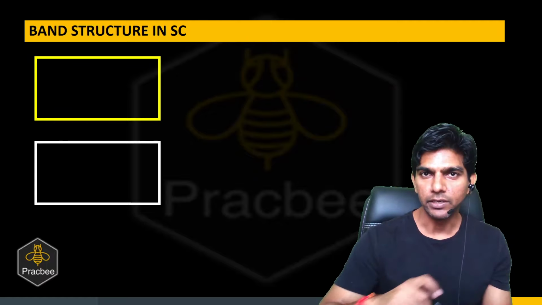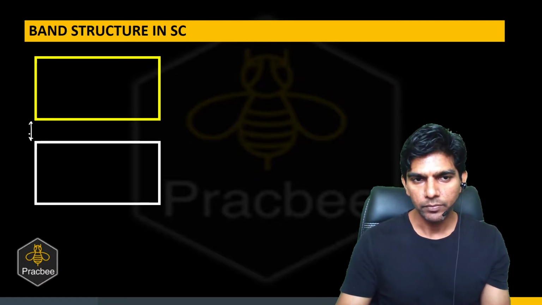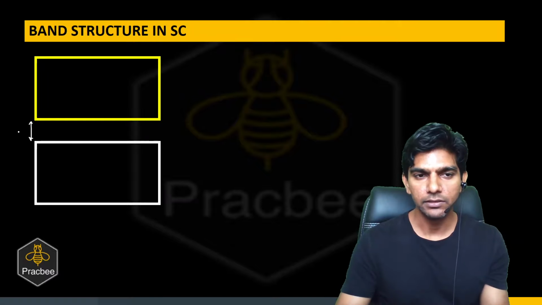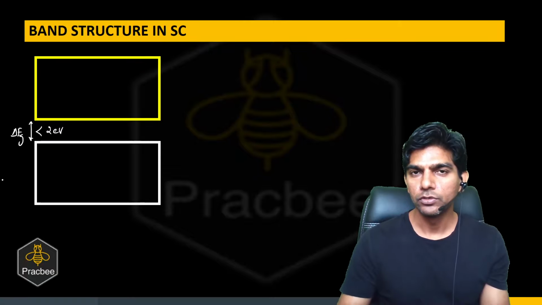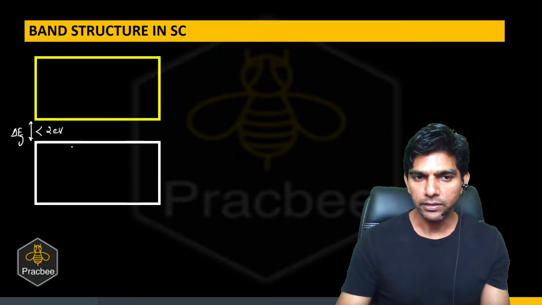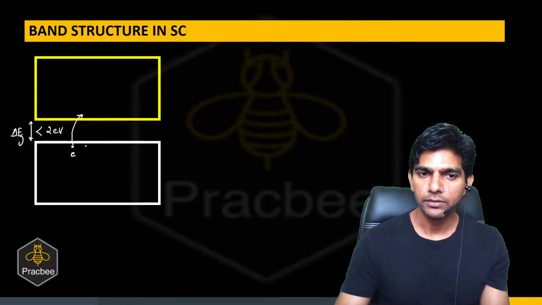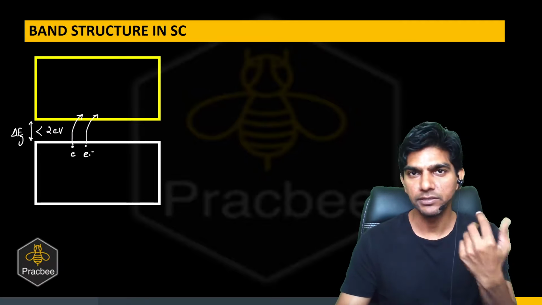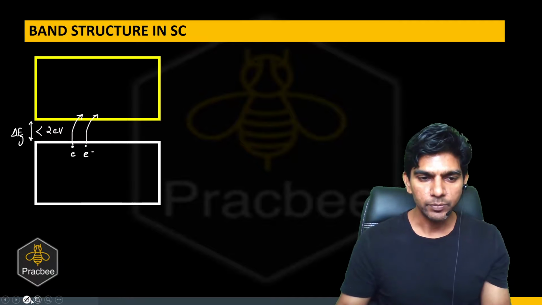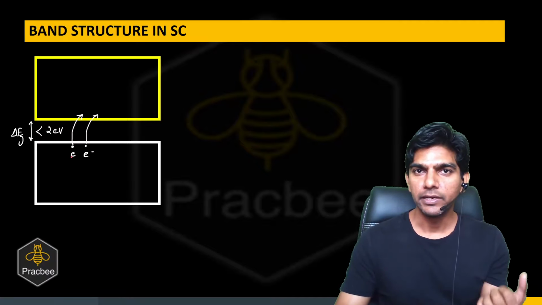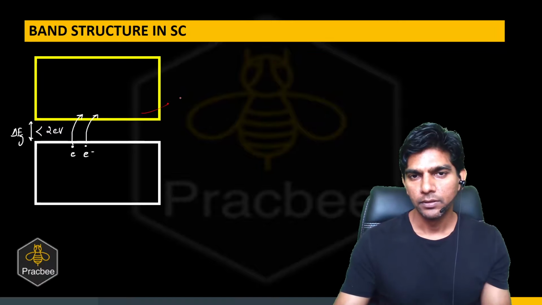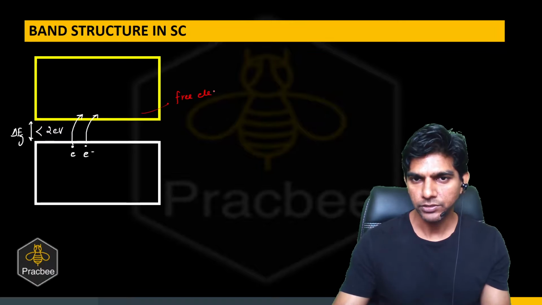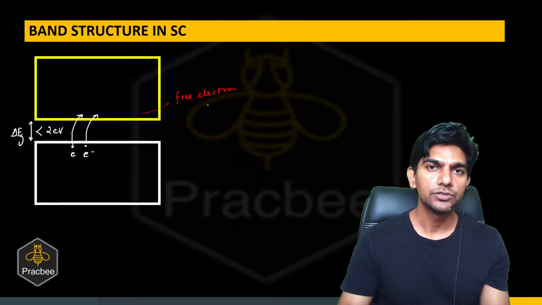Now let us see what happens in the semiconductor. In a semiconductor there is still a gap, but this gap is not as huge as in the non-metal. This gap is less. Here the delta Eg is less than 2 electron volt. Now the electrons can attain energy at room temperature and they can jump to the conduction band. So the electrons in the conduction band can increase at room temperature, or even if you increase the temperature beyond room temperature. So what is happening here? When an electron moves from the valence band to the conduction band, we have free electrons or conduction electrons which can take part in the conduction process.